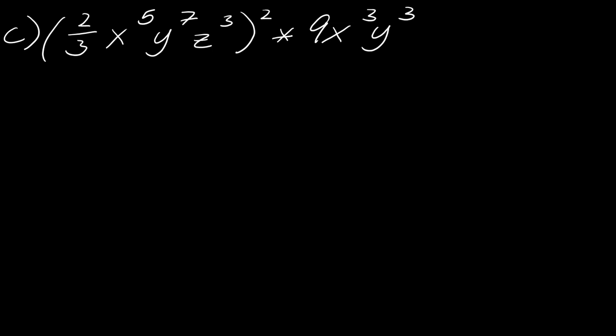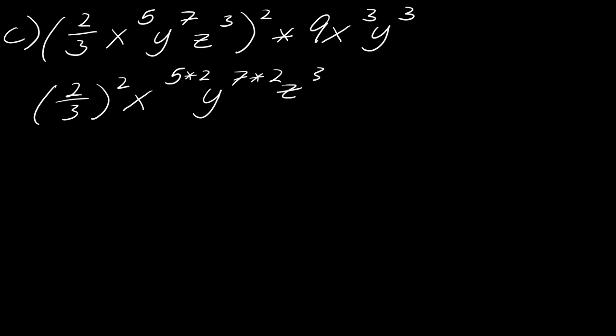Okay, so moving on to C here. So once again, we've got to start with the parentheses and the exponents. Now, I've talked about this in other videos. I would recommend just trying to break this fraction out separately and thinking through that detail. And then we're going to take the 5 times the 2, the 7 times the 2, and the 3 times the 2. And then this second part of the problem, this 9x cubed, y cubed, all of that's just going to hang out for a moment while we simplify this.